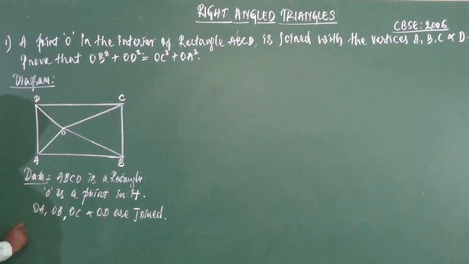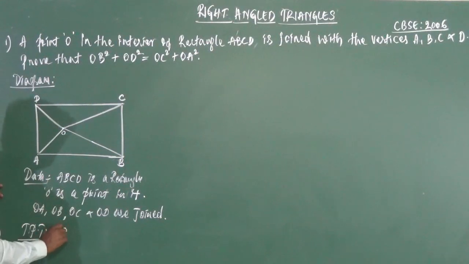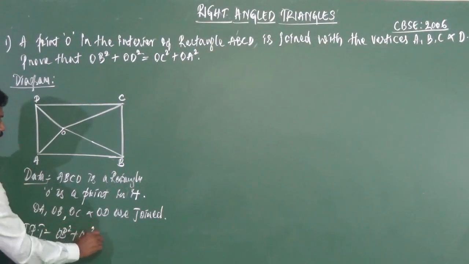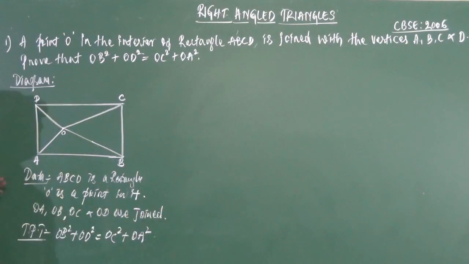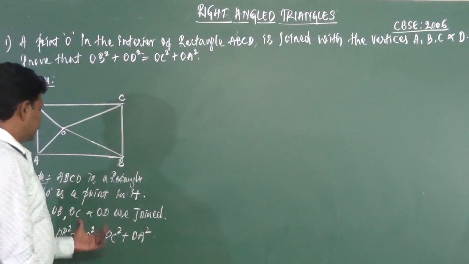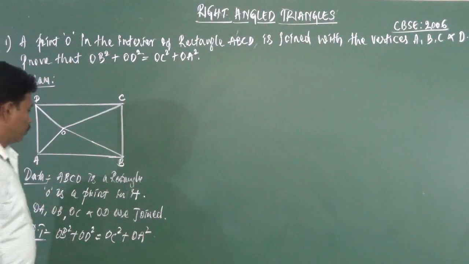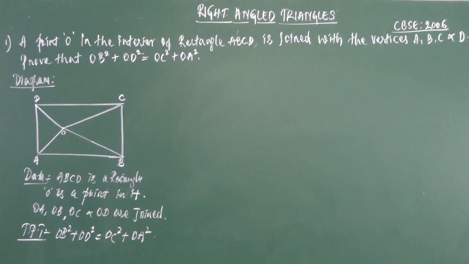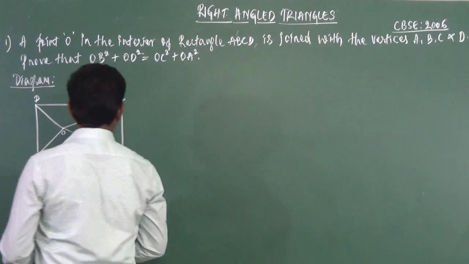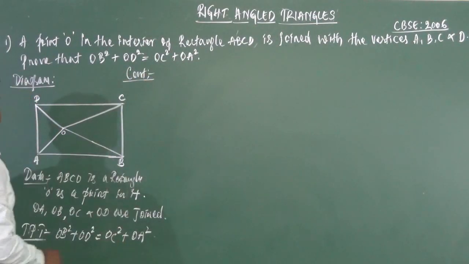So now, let us see what is to be proved. OB square plus OD square is equal to OC square plus OA square. So this is to be proved. To prove this, the data they have given is not sufficient. So therefore we will go with more data by construction. Let us get into the construction. The construction part in this rider is very important. So, a very simple construction.